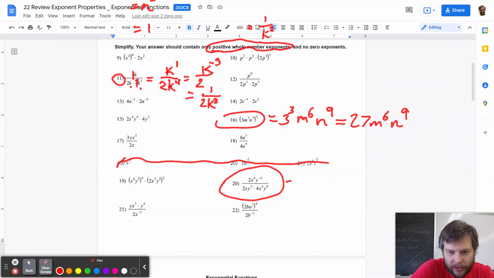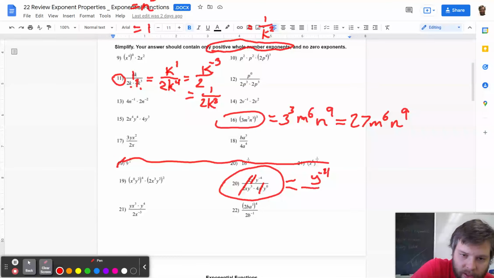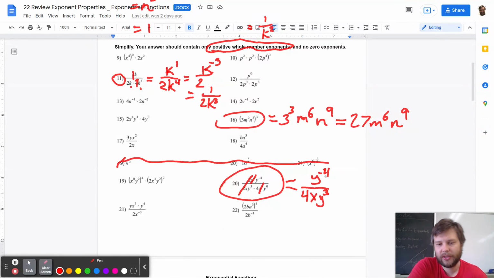So when I look at problem 20, I'm just looking for stuff that's on the top and the bottom. So I see a 2 and a 2. Then I look at my x's. I see an x to the fourth and an x to the fourth. And then the y's, I don't see necessarily how to cancel those. They aren't exactly the same. So I'll just write y to the negative 4. On the bottom, I've got a 4x and a y to the third. Ask yourself, why did I not write down y to the 0? Well, remember, y to the 0 is equal to 1. So multiplying something by 1 doesn't change anything.